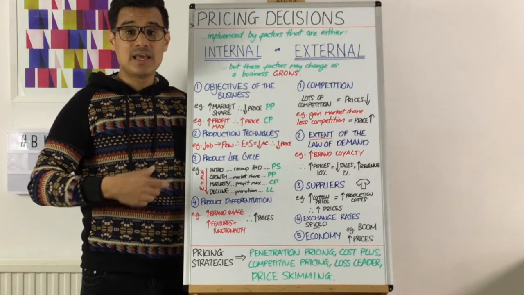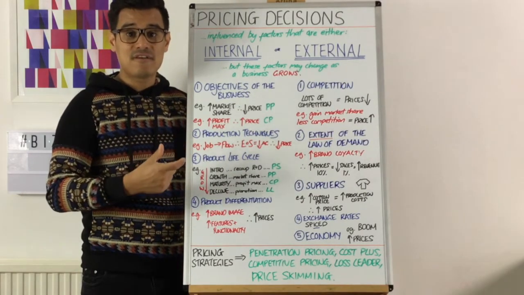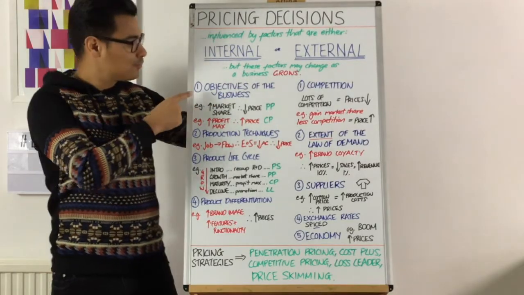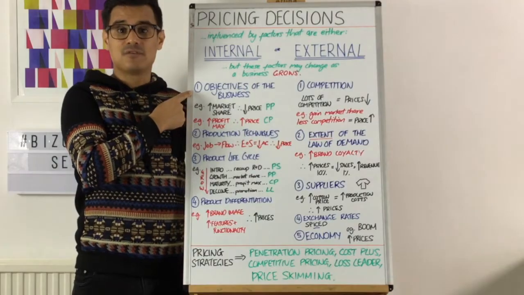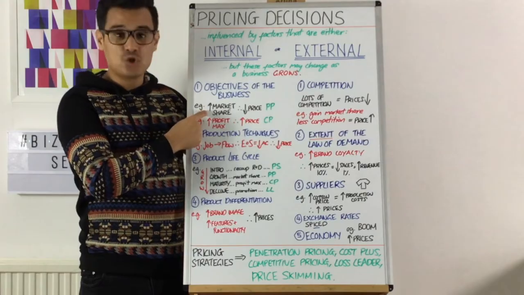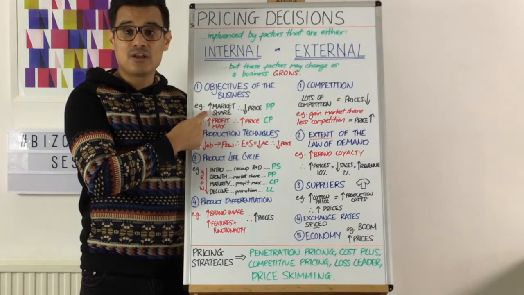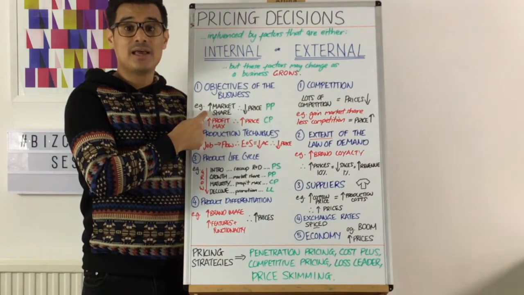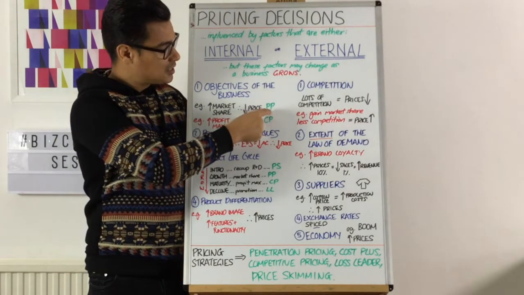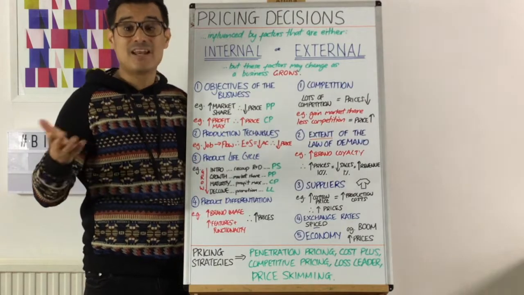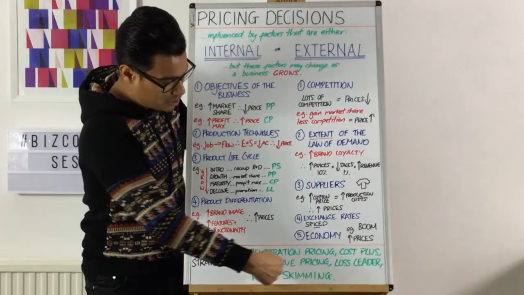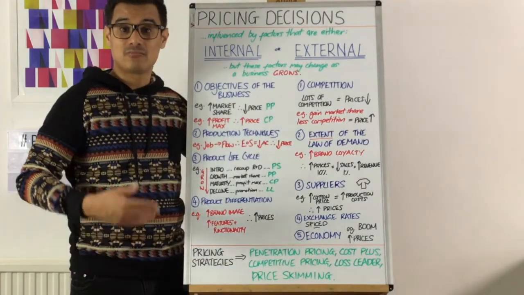Let's go through firstly the internal factors that will affect your pricing decisions. So things that are in the business's control. Number one, the objectives of the business. For example, the objective in the business might be to increase market share. And if you're trying to increase market share, you're probably going to reduce your price. Reducing your price, well, that's an example of potentially penetration pricing. So thinking about your pricing strategies, you might use penetration pricing in that respect.